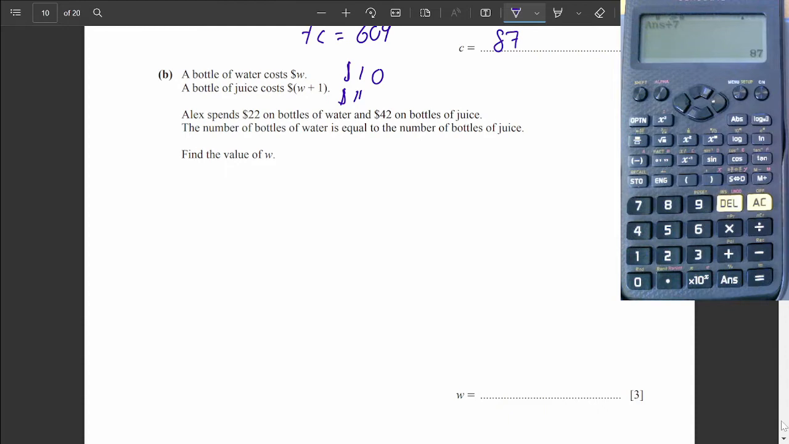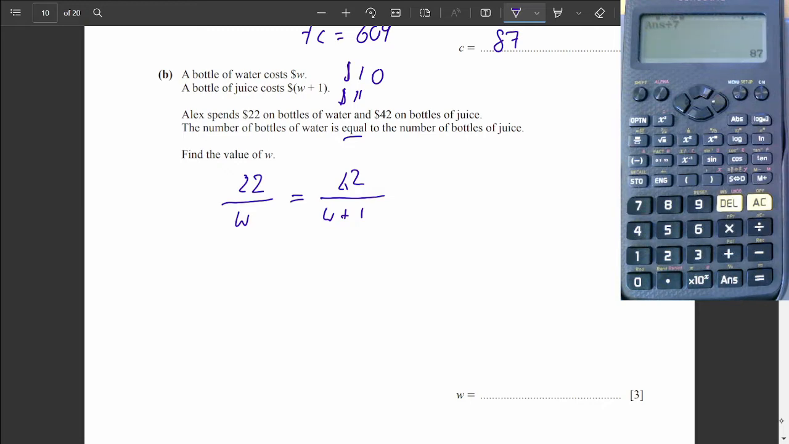We would divide, of course. We'll take how much he paid divided by how much it cost, and then we'll know how many bottles of water he bought. Just instead of dividing by 10, we're going to divide it by W. Okay, and it's the same for the juice. He spent 42. If we divide it by how much it cost, by 11, we'll get how many bottles he's bought. But it's not 11, it's W plus 1. Okay, then they tell us they are equal, so we can set that to equal.